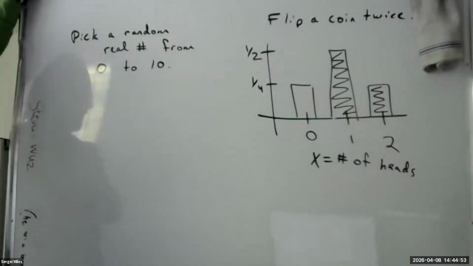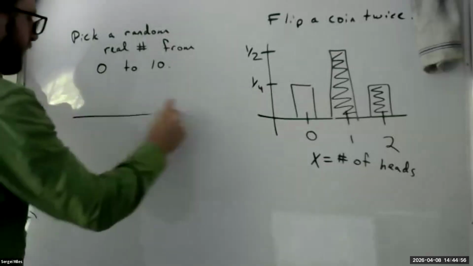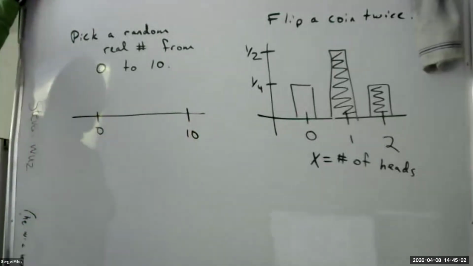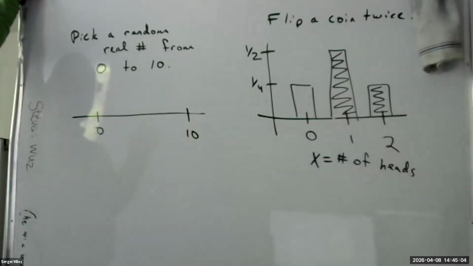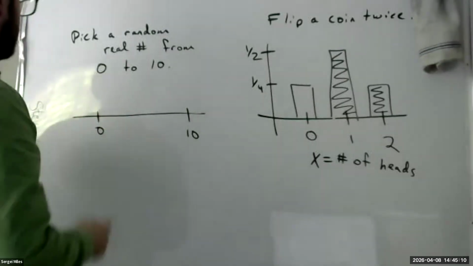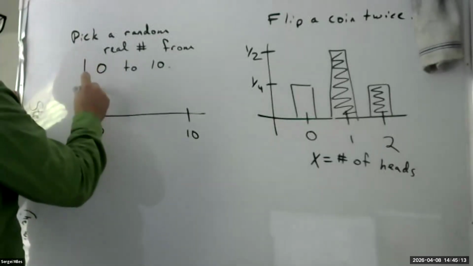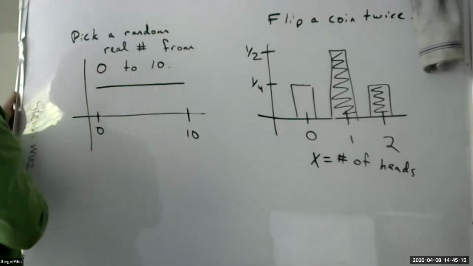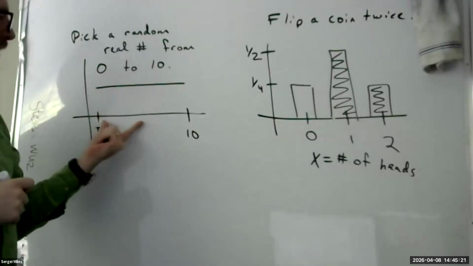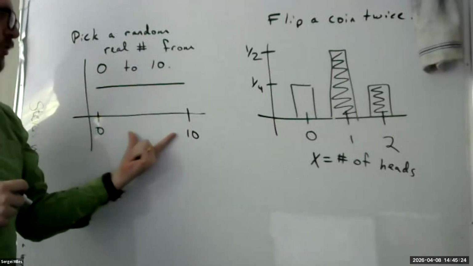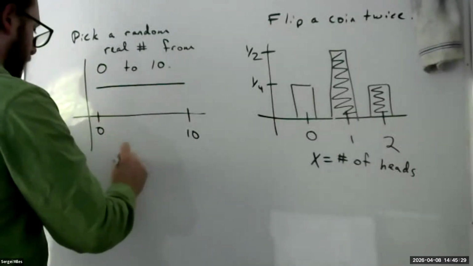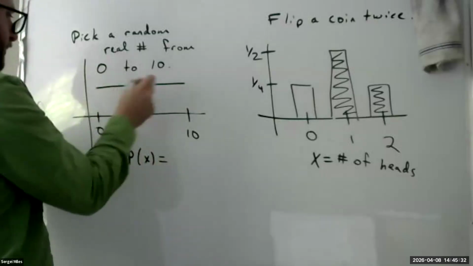Well, it can pick any possible real number. The possible results are now a continuous interval from 0 to 10. It could be any one of these numbers. Now, assuming we're not told anything else, assuming it's equally likely to pick any number between 0 and 10, then all of these numbers have the same probability. So it ends up looking like this flat line for every possible real number between 0 and 10, and this would be my probability density function, which is just this constant line.